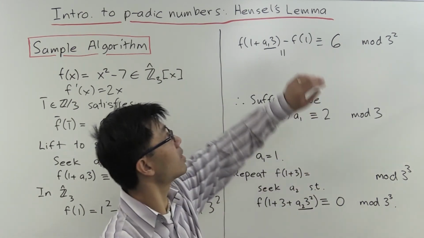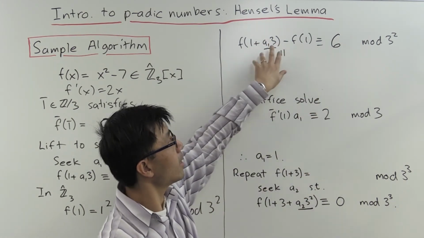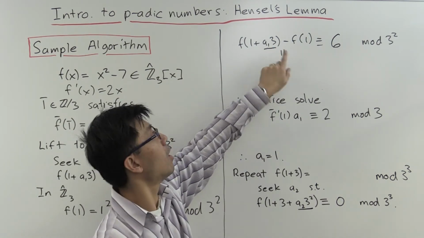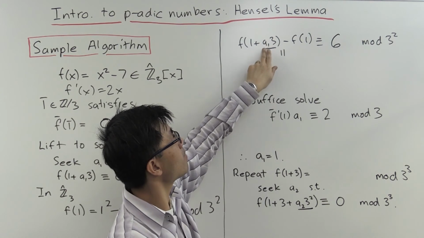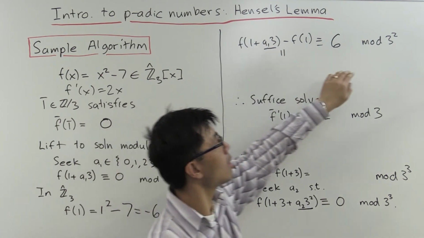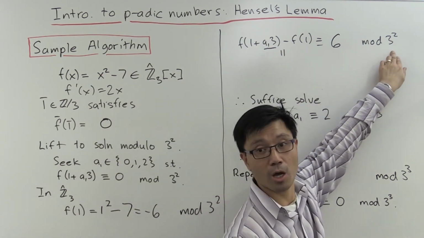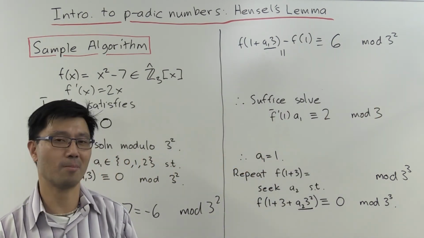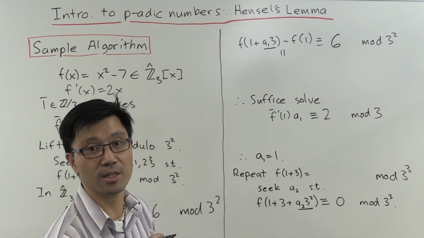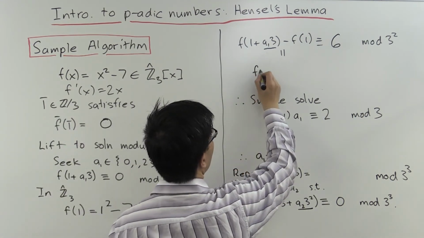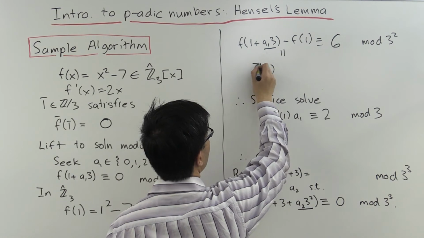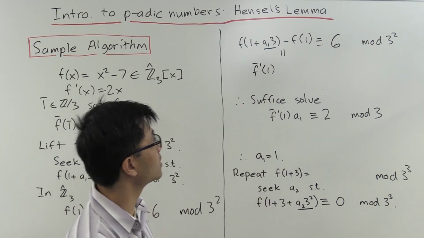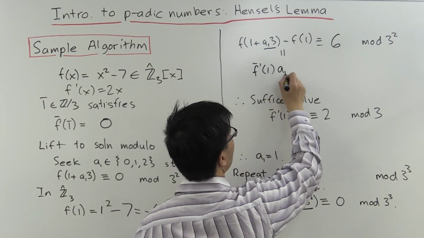And the key point is that this here is the numerator of the difference quotient. Furthermore, when you square this term here, a1 times 3, you get 0 modulo 3 squared. So that means you can use those facts I told you about derivatives to rewrite this in the following way. It's the derivative of f at 1, and you're actually allowed to take this modulo the maximal ideal, times this a1 times 3.